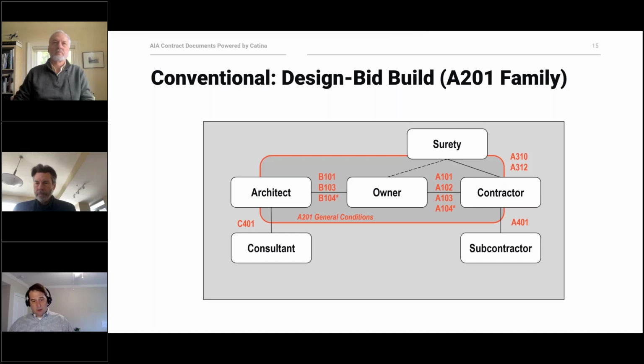The owner hires an architect, designs the project, they go out to bid, and then the owner separately hires the contractor. So it's a very iterative process. You go through full design, then you bid it, then there's probably going to be some value engineering, and then you build it, and then there's probably the last phase, usually secretly called the litigation phase.